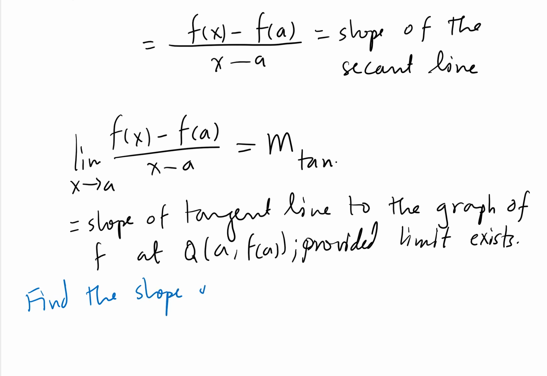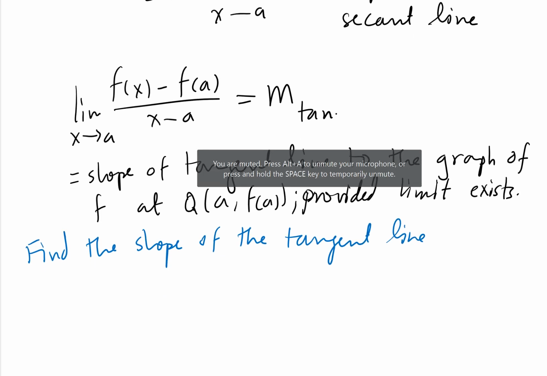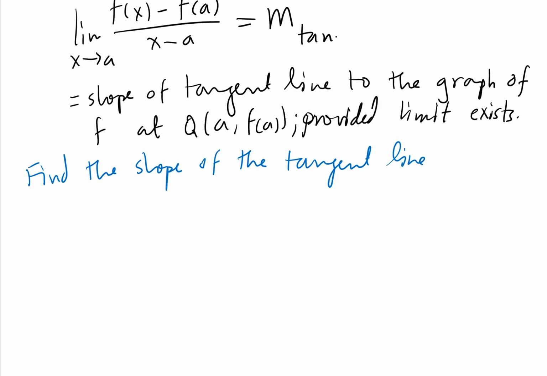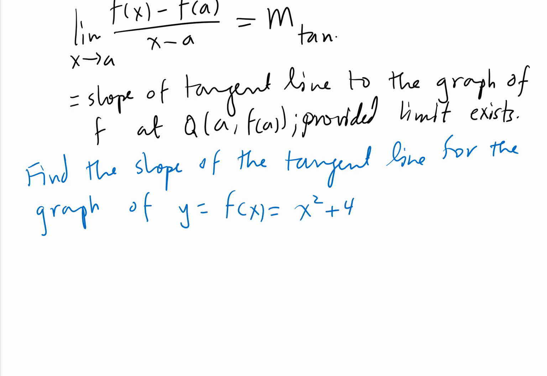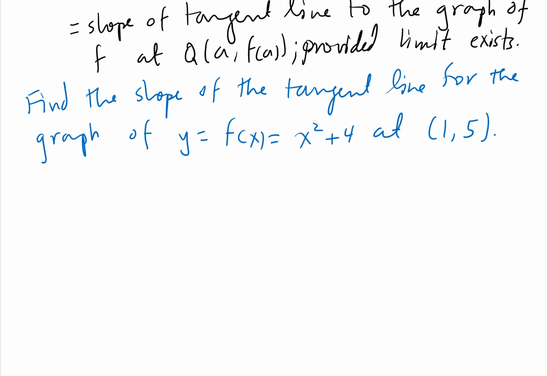As an example, find the slope of the tangent line. So continue with this one. Find the slope of the tangent line for the graph of y equals f of x equals x squared plus 4 at the point 1 comma 5. Well, I have a point, I just need the slope to find the equation of any line.